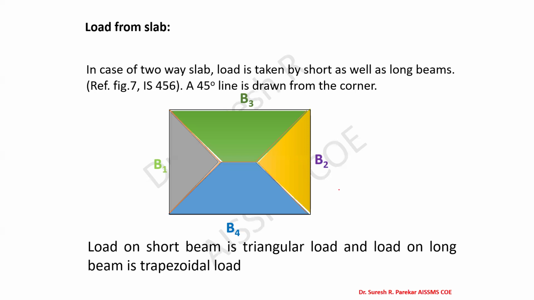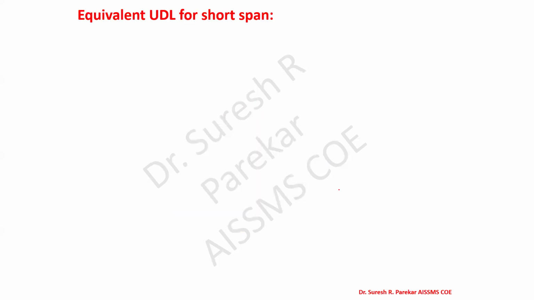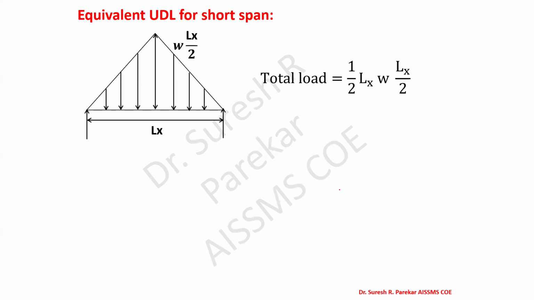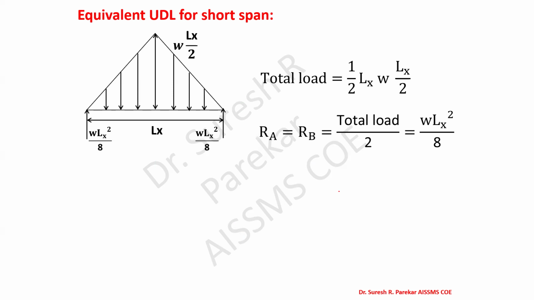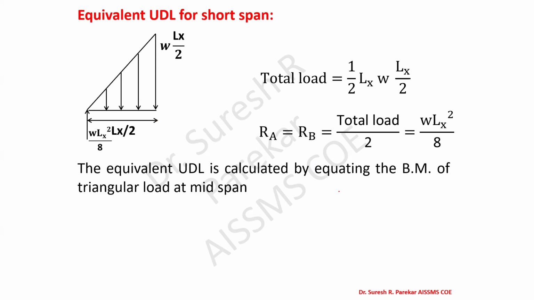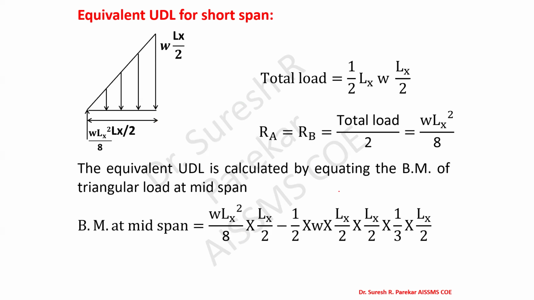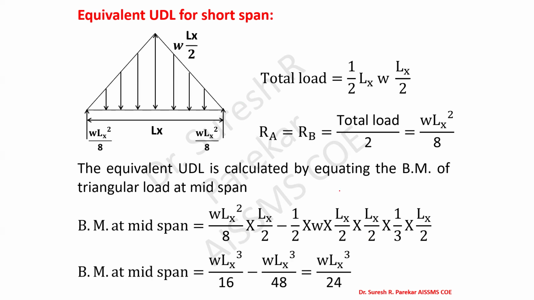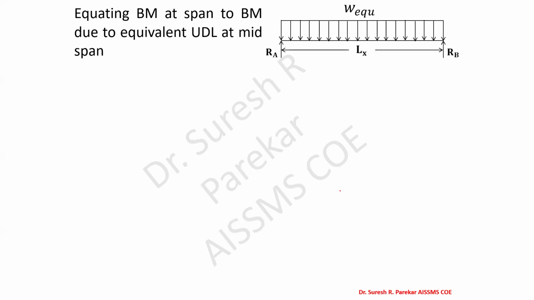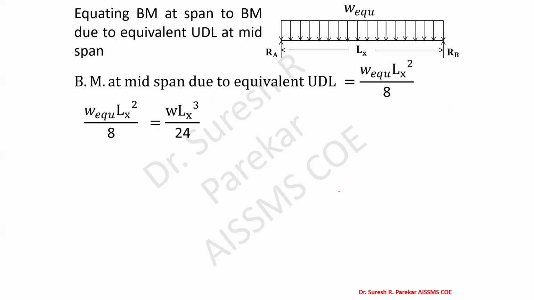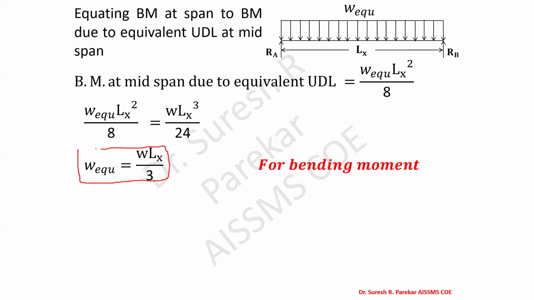I will go a little bit fast on the two-way slab. For equivalent UDL, we take the total load and calculate the reaction. Due to this reaction, we calculate the bending moment at the center, and we equate that bending moment with the equivalent UDL. W equivalent is WLx by 3, that is for the shorter span when we have triangular load. This value we should know, and this is for bending moment.